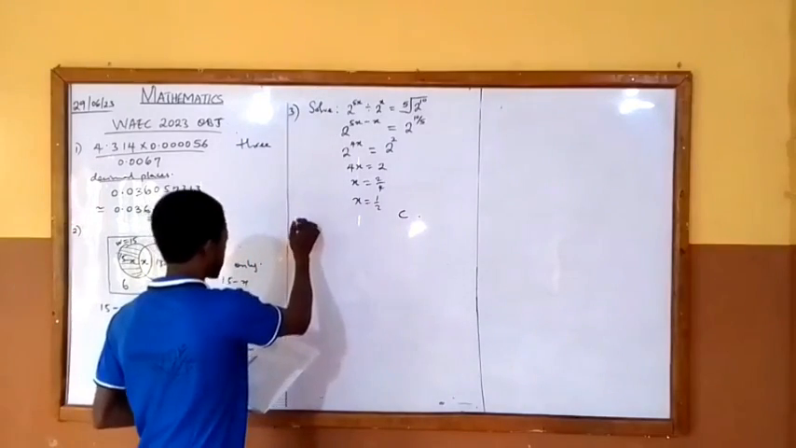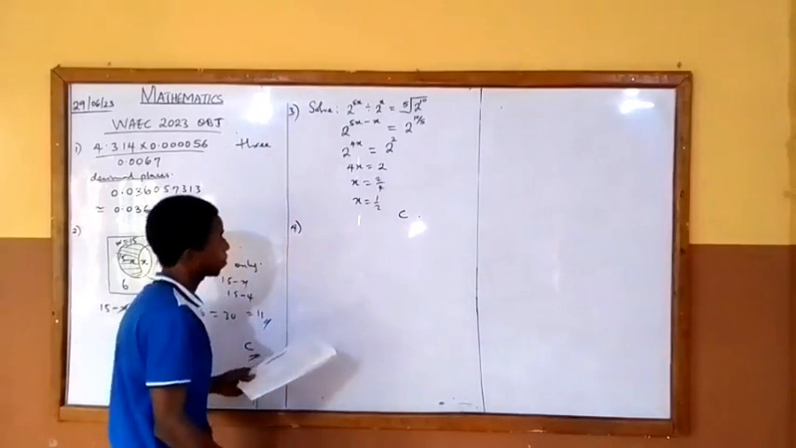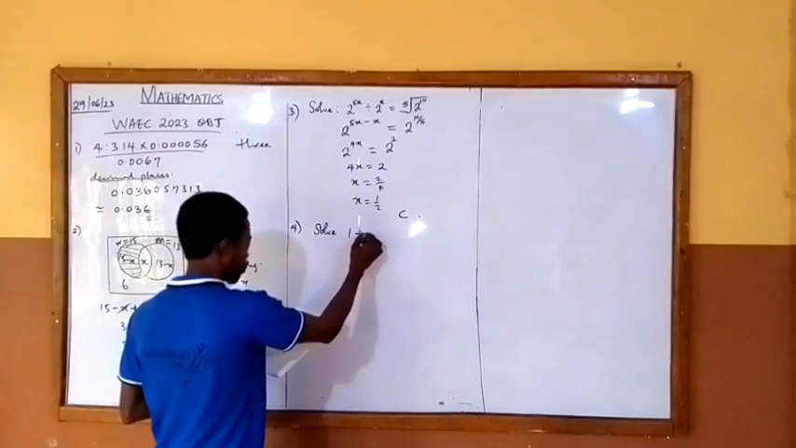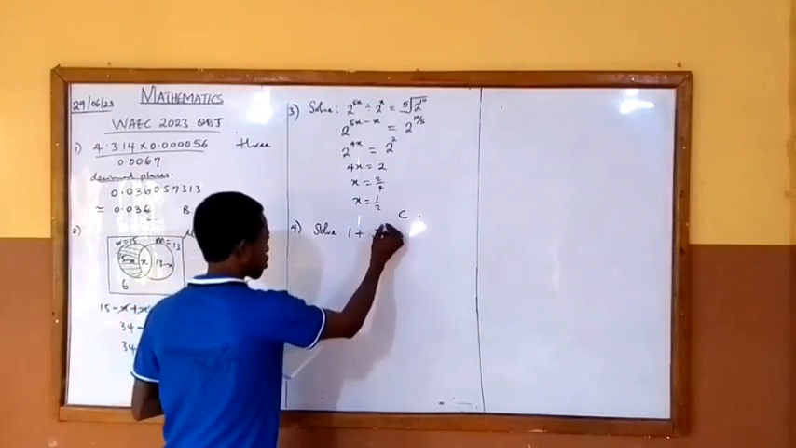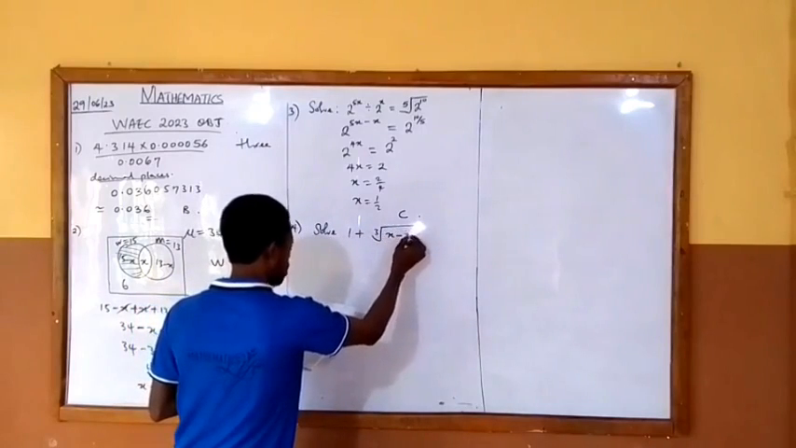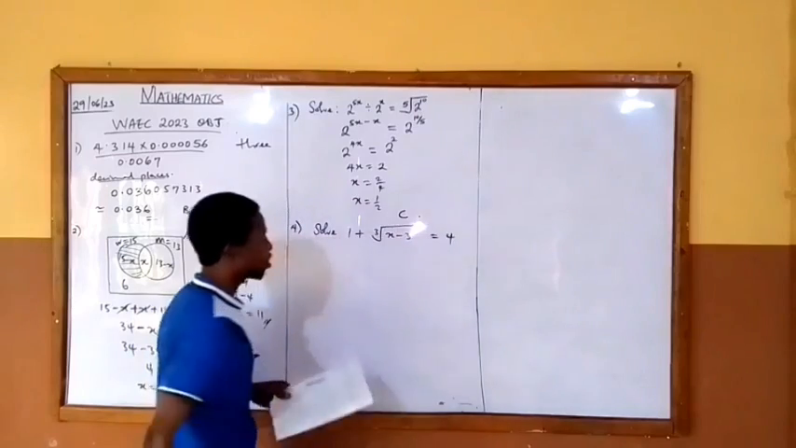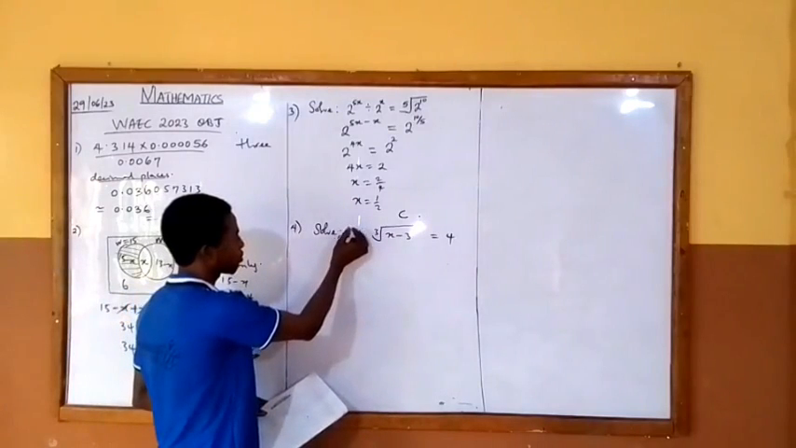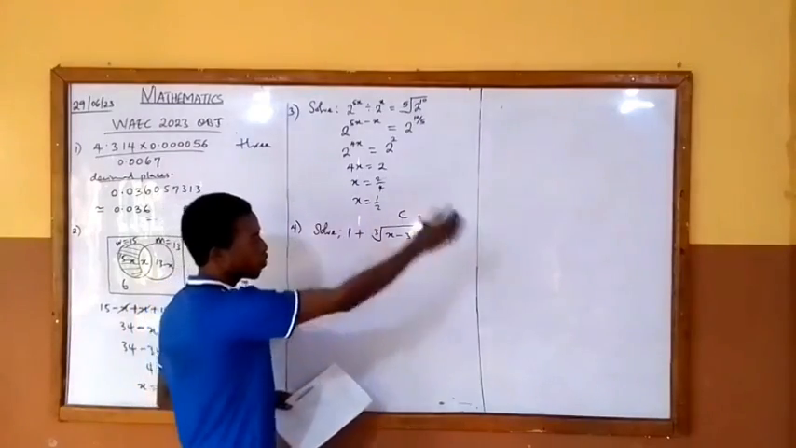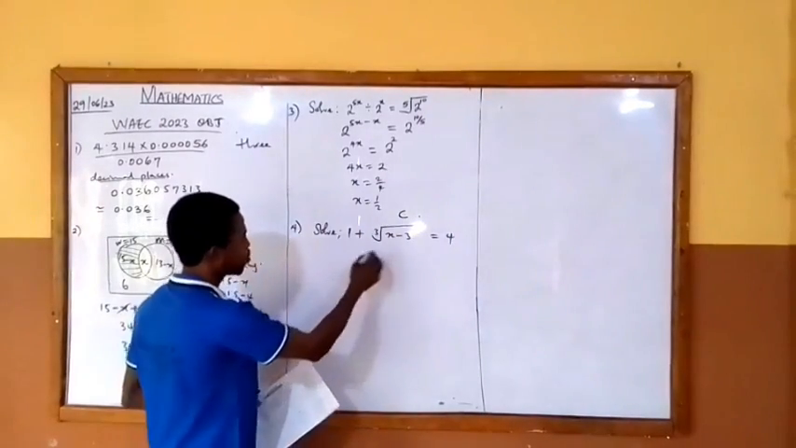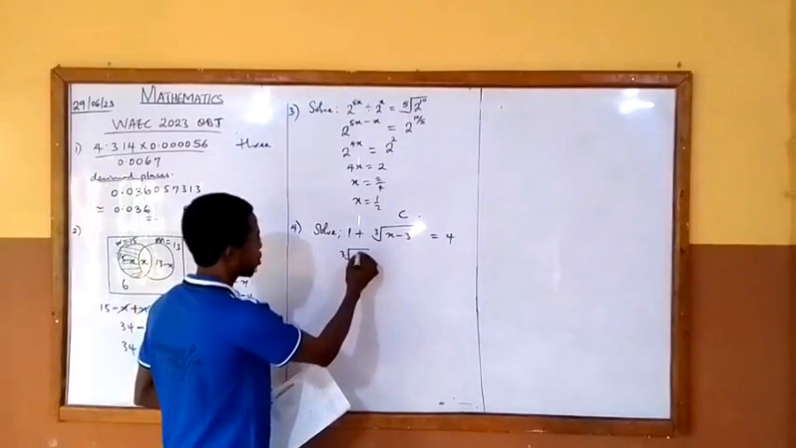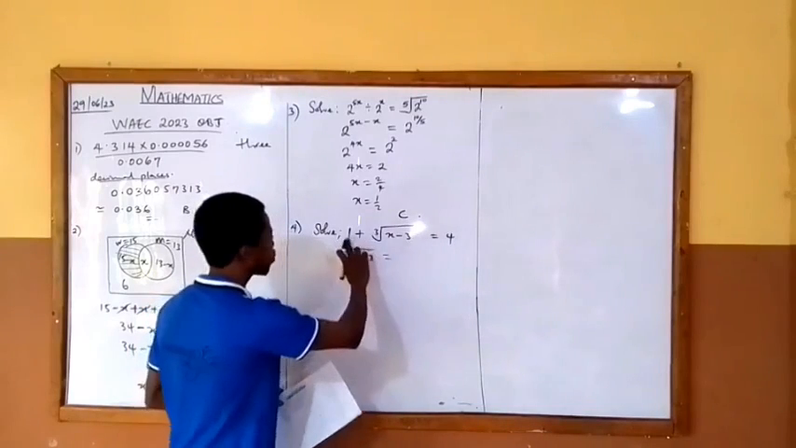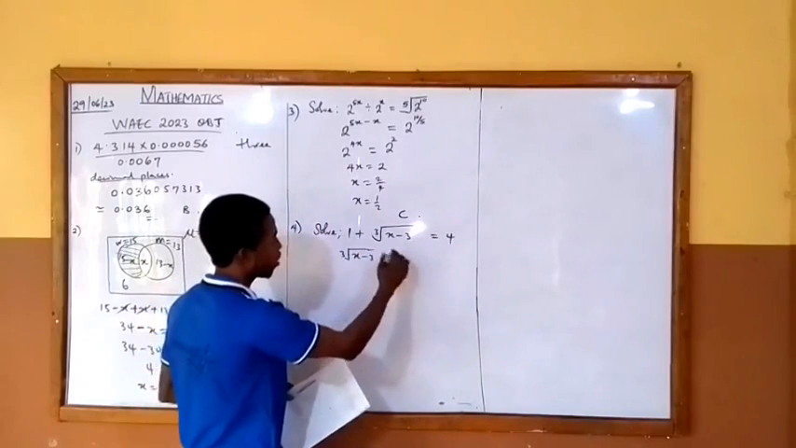Then number 4, it says solve 1 plus cube root of x minus 3 equals to 4. So from there also on indices, we see that this is 1. We can try to bring 1 to the other side to collect the like terms, and this will become cube root of x minus 3 equals to 4 minus 1. Because when I bring this one here, it becomes minus. That's 4 minus 1, and 4 minus 1 is 3.